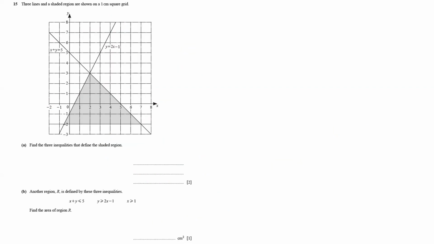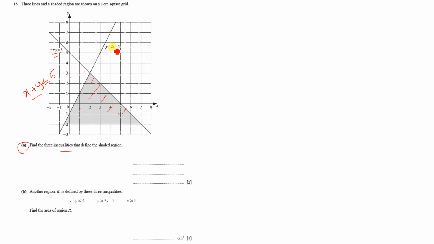Question number 15. 3 lines and a shaded region are shown on a 1 centimeter square grid. Part A. Find the 3 inequalities that define the shaded region, that is this region. So this is the line x plus y equals 5. So below this line is the region x plus y is less than or equal to 5. Right? So this line includes the equal part, and this shaded part includes x plus y is less than 5. Now, so it means this is the region.